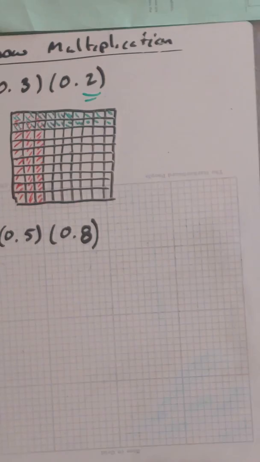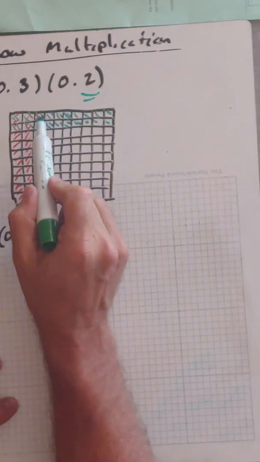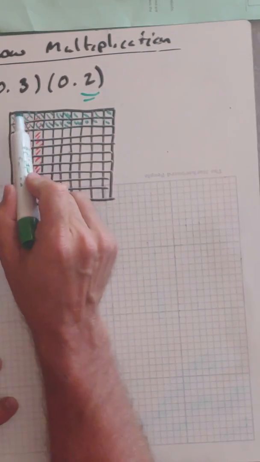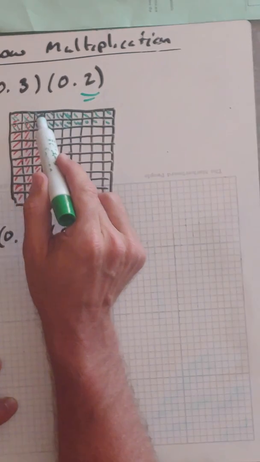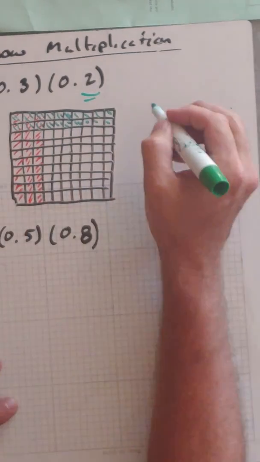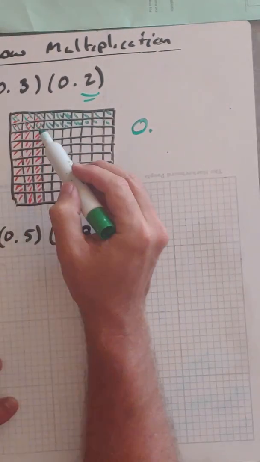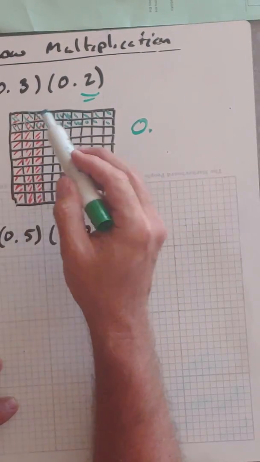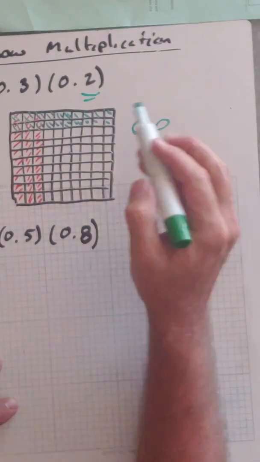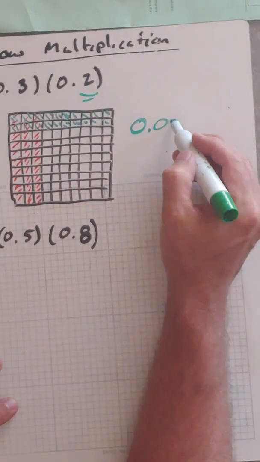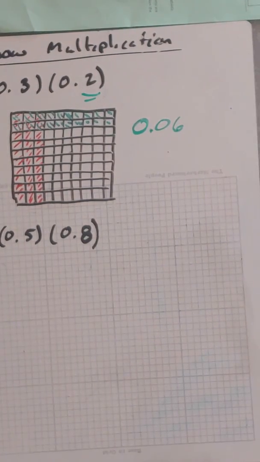okay, and then just like in fractions, my answer is where the section is double shaded, where there's 2 colors in the same boxes. So I have 1, 2, 3, 4, 5, 6. So that is 0 point, and because the size of these are hundredths, I don't have any tenths, so that's a 0, and then I have 6 hundredths, so 0.06 would be my final answer for that one.